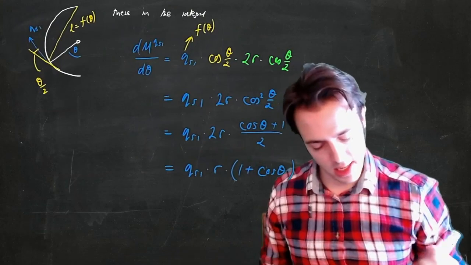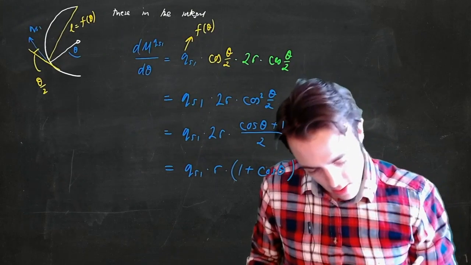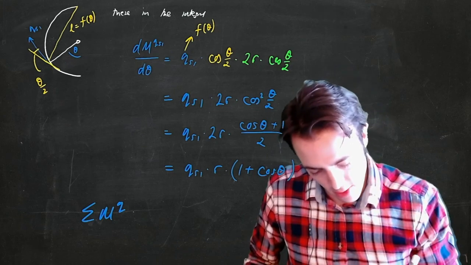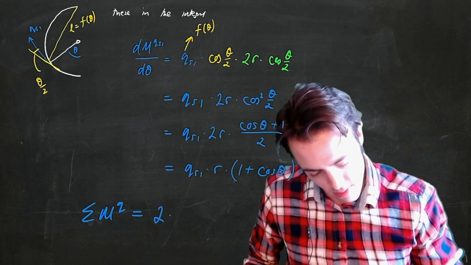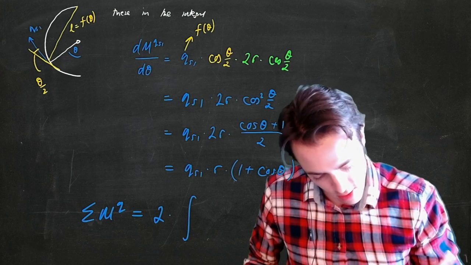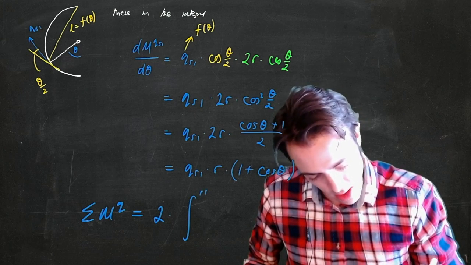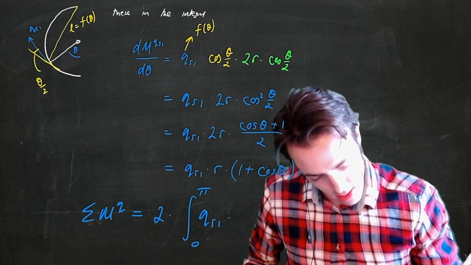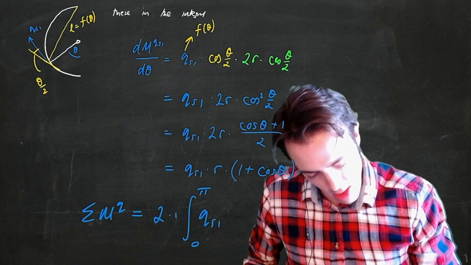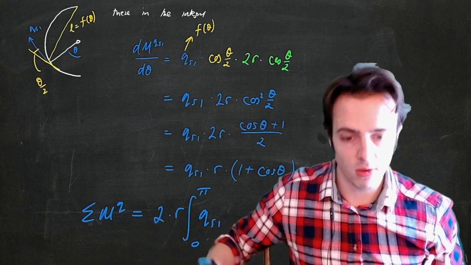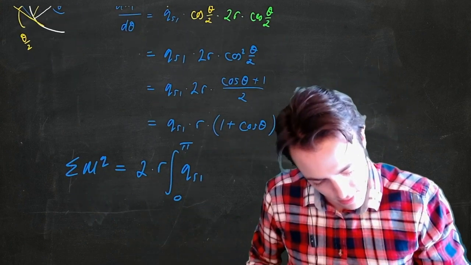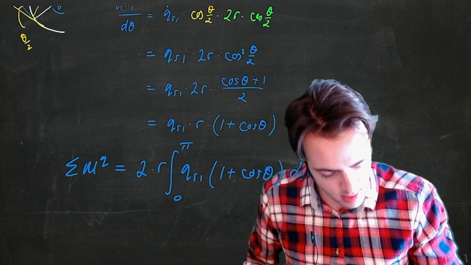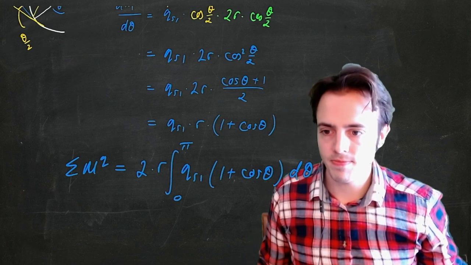Okay, so we're down here. So the sum of moments due to all the shear flows is equal to 2 multiplied by the integral from 0 to pi of QS1. Let's take the r out here actually, because that's just a function of r, that's no longer a function of theta. 1 plus cosine theta d theta.